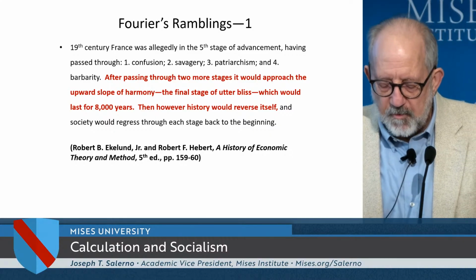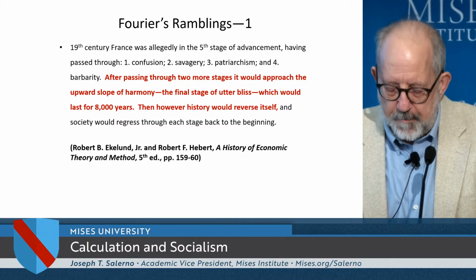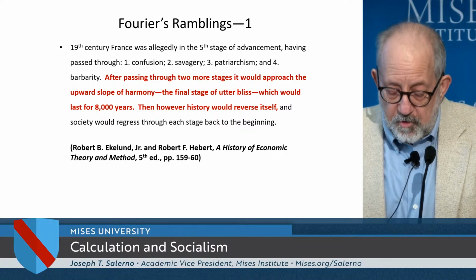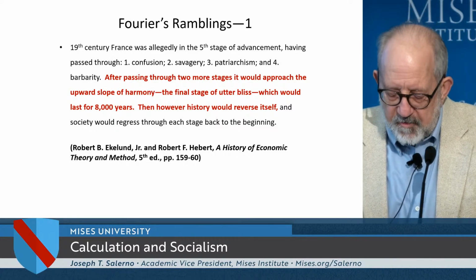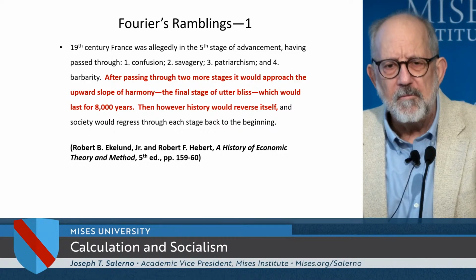19th century France was in the fifth stage of advancement, all right? They passed through confusion, savagery, patriarchism, barbarity. After passing through two more stages, it would approach the upward slope of harmony, the final stage of utter bliss, which would last for 8,000 years. Now, how does he know all of these things?